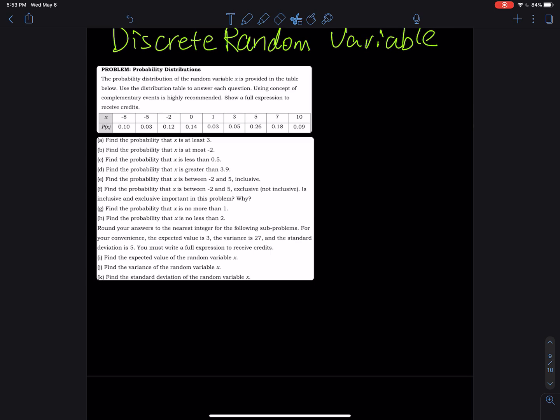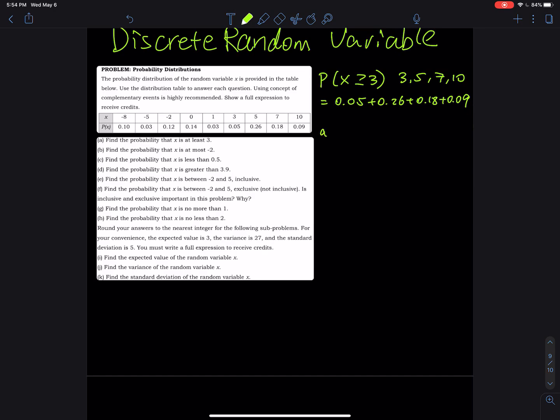So A is find the probability that X is at least 3. So probability, so this is P, that X is at least 3, so that is greater than or equal to 3. So you have to take 3, 5, 7, and 10. Then the probability is 0.05 plus 0.26 plus 0.18 plus 0.09. So that is the answer to A.